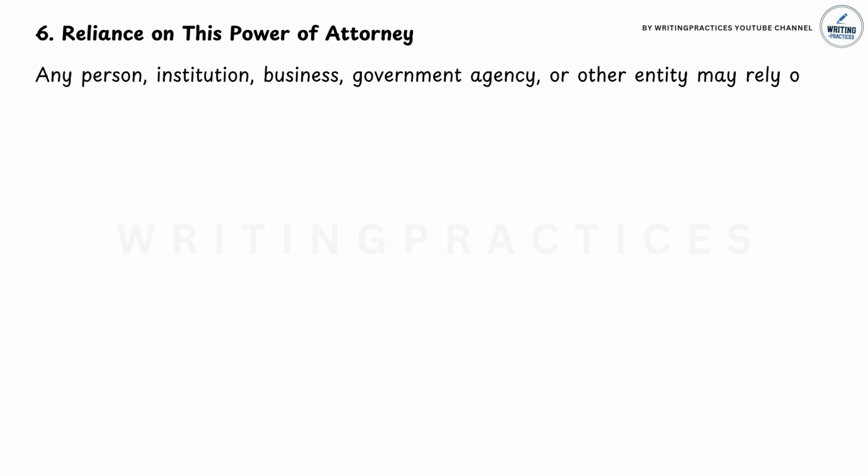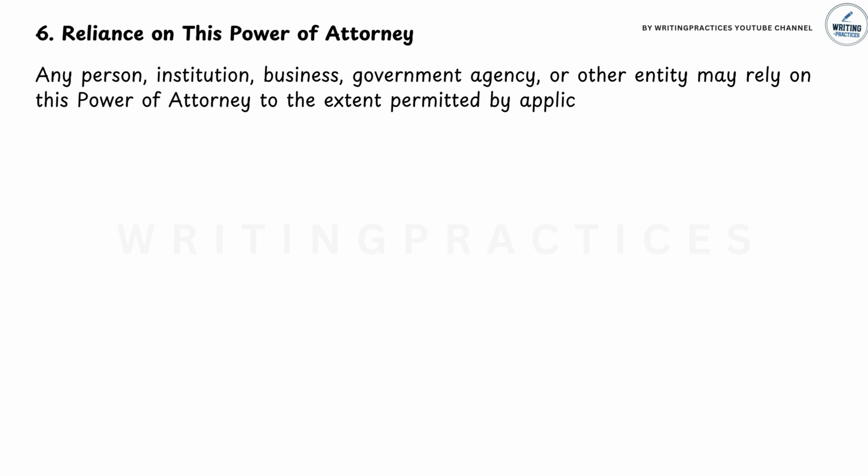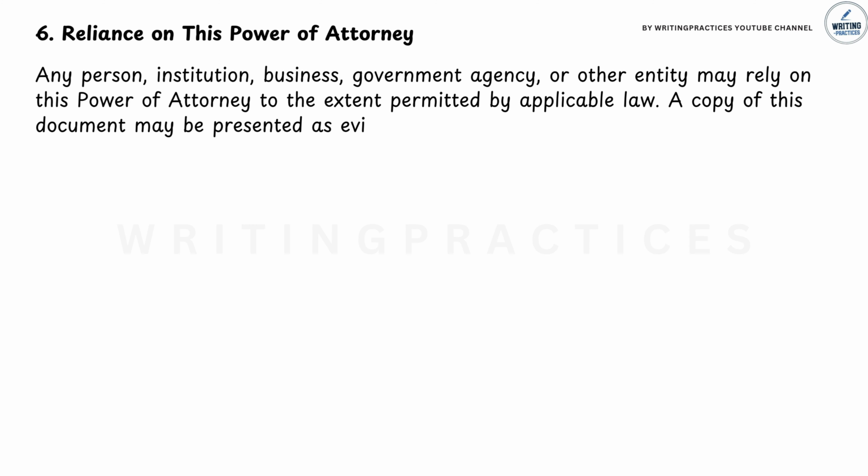Reliance on this power of attorney. Any person, institution, business, government agency, or other entity may rely on this power of attorney to the extent permitted by applicable law. A copy of this document may be presented as evidence of the agent's authority. This section explains that third parties may rely on the power of attorney when legally permitted. For example, the agent may need to present the document to a bank, insurance company, landlord, government agency, or business. This section is important because it explains how the agent can demonstrate their authority.